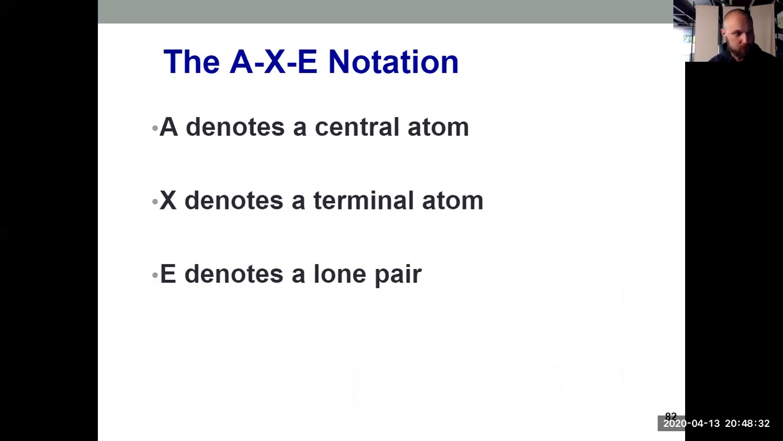notation. And you'll notice these slides are pulled from outside of the Openstax textbook. The Ax notation. A in the Ax notation is our center atom. X is describing a terminal atom, so all the things on the outside. And notice it says atom, not bond. So a double bond, a triple bond, both just count as one because they're just going to one atom. And then E in the Ax notation describes a lone pair.